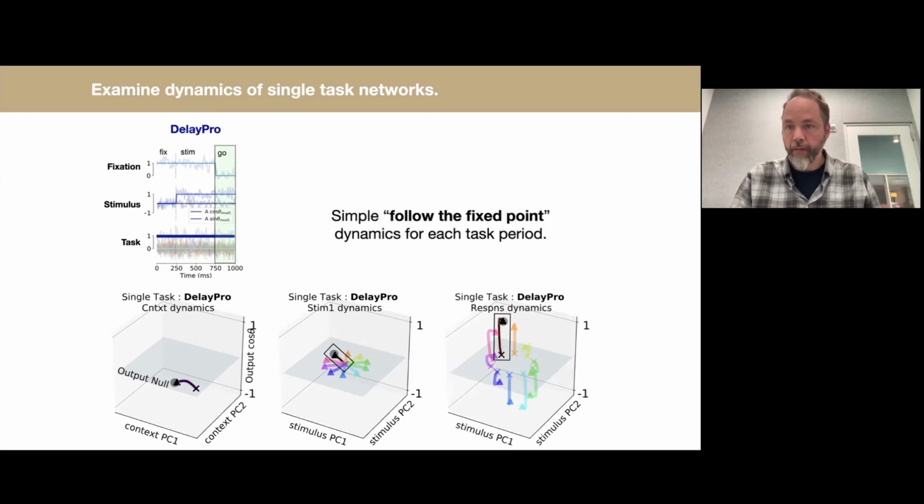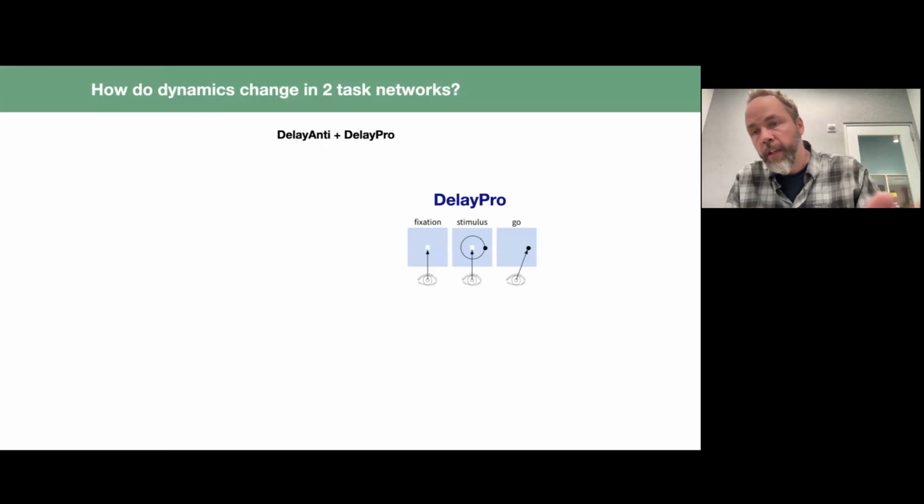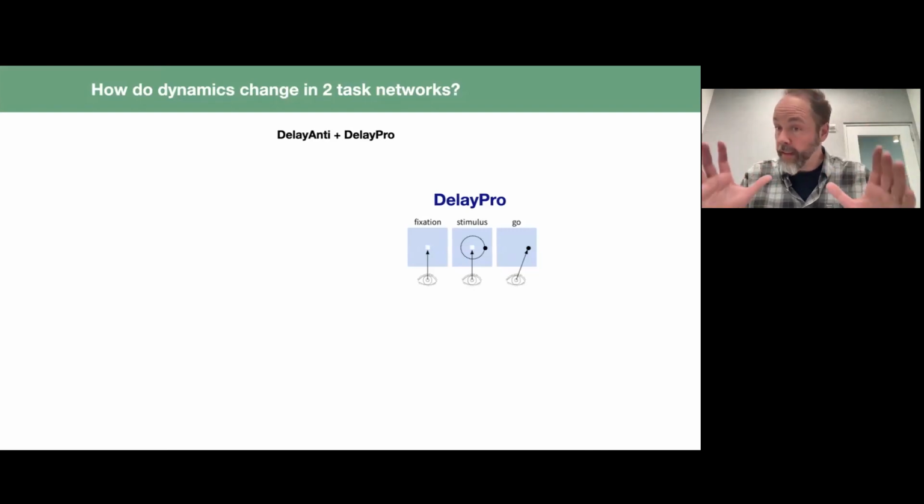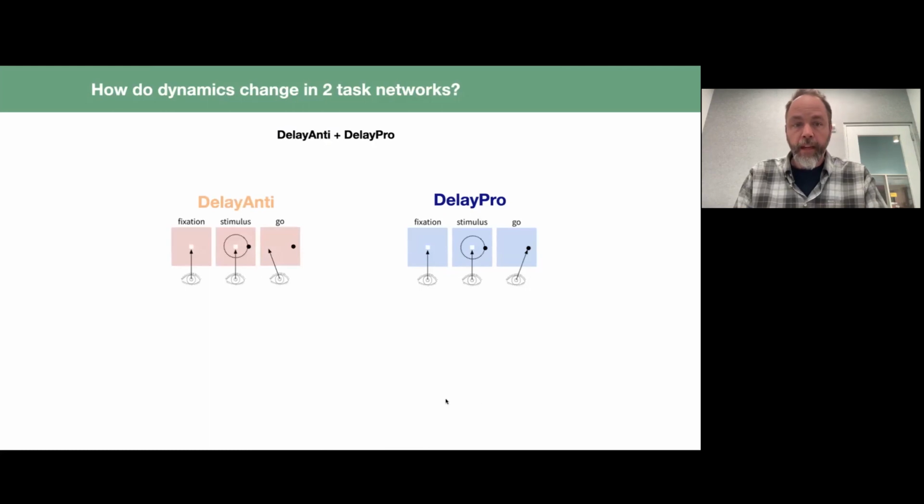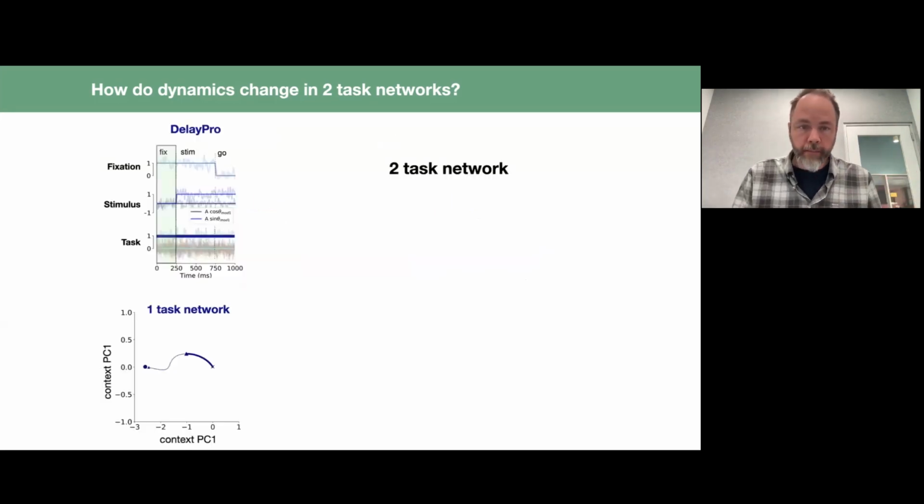As I said, these are pretty straightforward dynamics. But now let's see what happens when we add a delay anti-task. Now, that is to say, we train the network on 2 tasks now. Delay pro, which I just described to you, and delay anti. That is to say, when the same stimulus comes on as the delay pro task, you look in a 180-degree opposite direction. That's the task for the network.